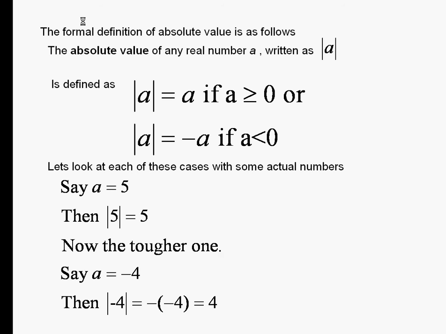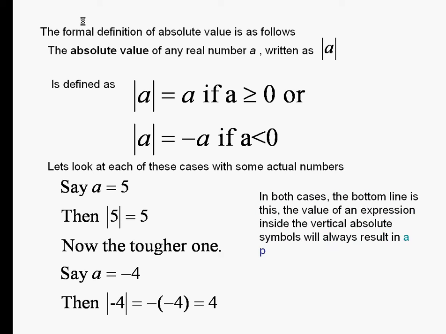Say A was equal to -4. Then we would go, the absolute value of -4 is equal to -(-4), and we know that two negatives make a positive, so that turns into 4. So in both cases, the bottom line is this: the value of an expression inside the vertical absolute value symbols will always result in a positive value.